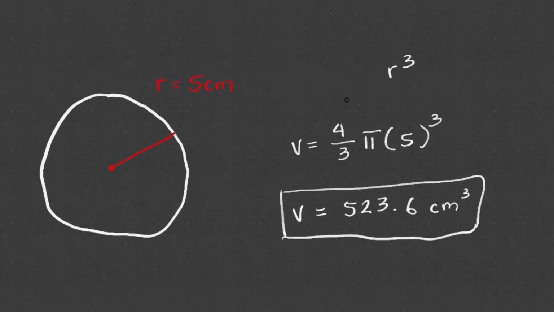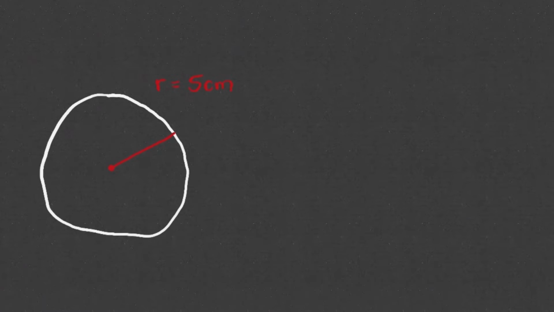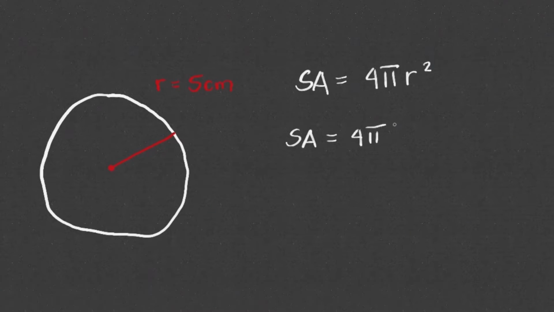Let's now find the surface area of a sphere. The formula for the surface area is SA is equal to 4 pi r squared. Again, let's substitute the r. SA is equal to 4 pi times 5 squared, which is the radius. So therefore, the surface area of the sphere is 314.16 centimeters squared.